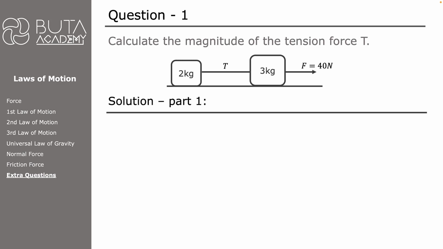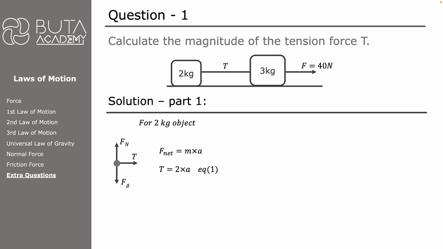First, we draw a free body diagram and write an equation for the 2 kg object. Forces applied on this object are the force of gravity, the normal force, and the tension force. According to the second law of motion, the net force is equal to the product of mass and acceleration. As the force of gravity and the normal force balance each other, the net force on the object is equal to the tension force. Mass of the object is 2 kilograms. We can now write the equation as tension force is equal to 2 times acceleration. This is going to be our first equation.